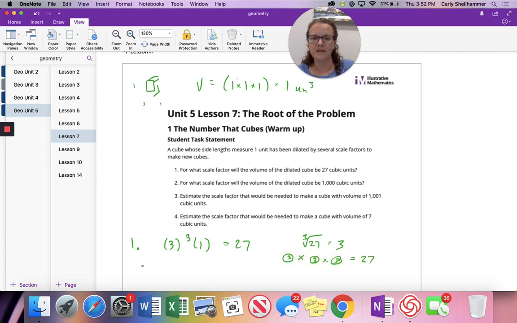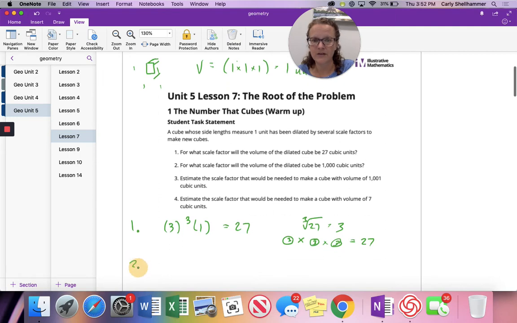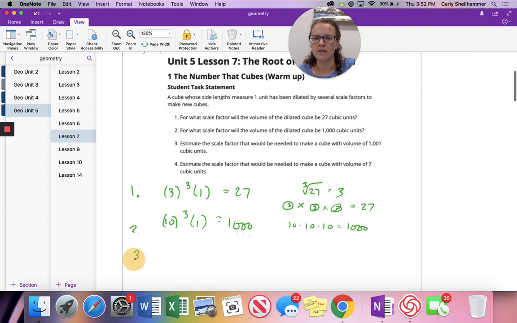Okay? For what scale factor will the volume of the dilated cube be 1,000? Well, it's something raised to the 3rd power times the original volume is 1,000. When I have 3 zeros, I know that if I multiply 10 times 10 times 10, I get 1,000. And then 3. Estimate the scale factor.